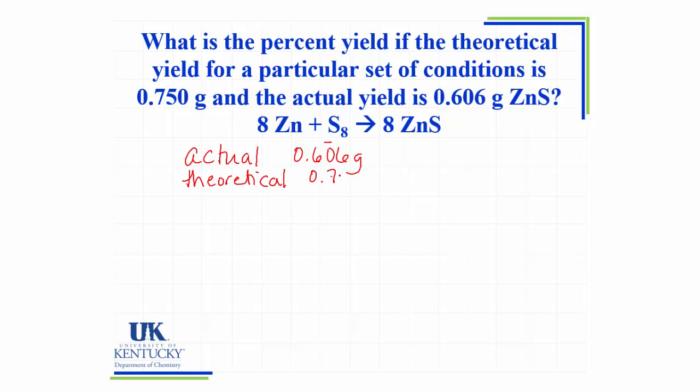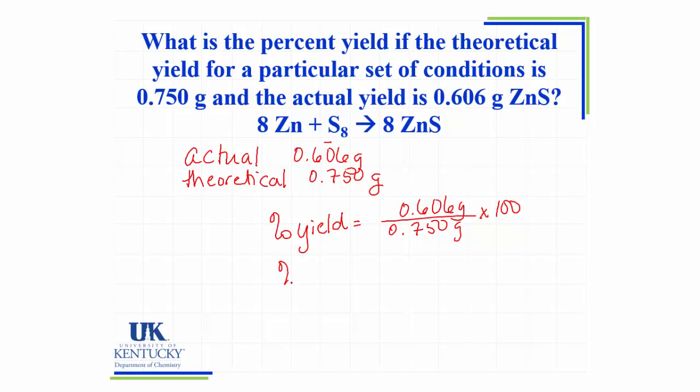which is 0.750 grams. Now I simply need to calculate the percent yield, which will be equal to 0.606 divided by 0.750 times 100. And when I do that, I end up with a percent yield of 80.8%. This tells me I got 80.8% of what I actually expected to get. Not a bad return on my reaction.